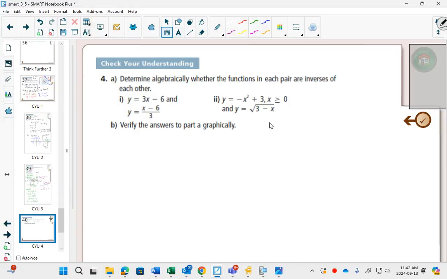Determine algebraically whether these functions are inverses of each other. So algebraically, this is the idea. If we switch x and y, and we solve for y, do the equations match up? If they match up perfectly, we'll know they're inverses of each other. If they don't match up, if they're different equations, we will know that they are not inverses.